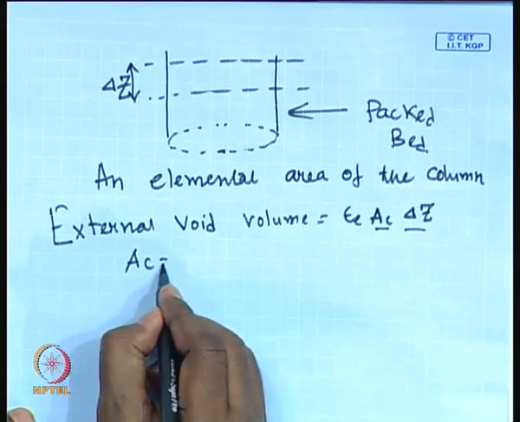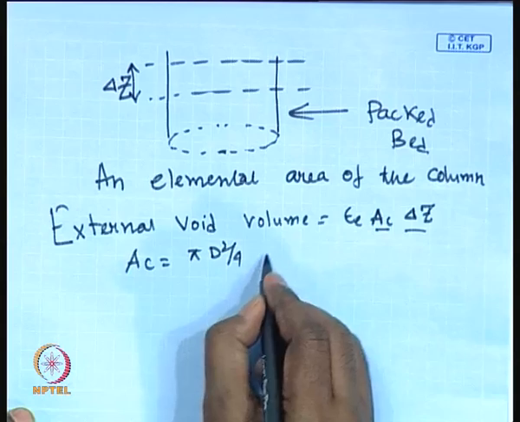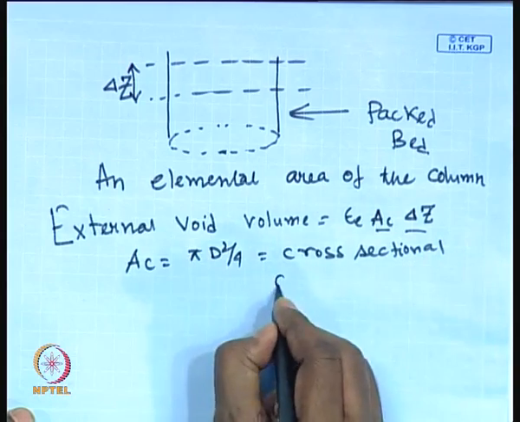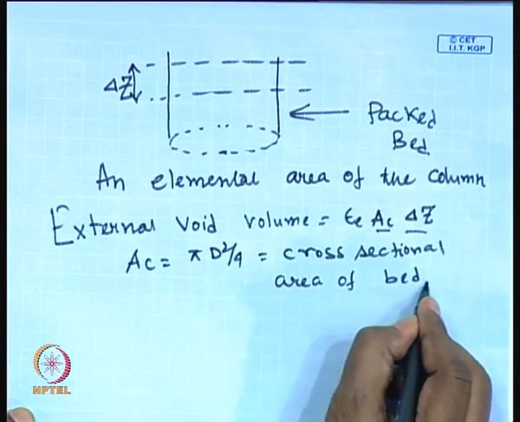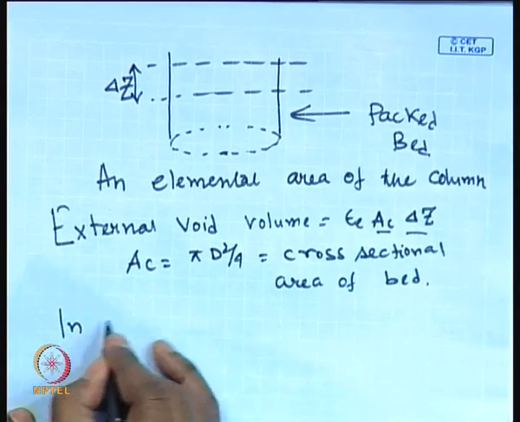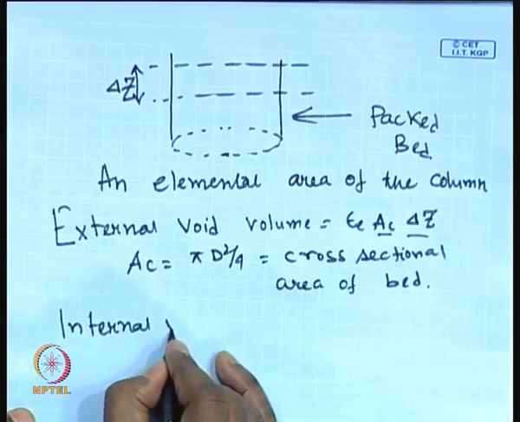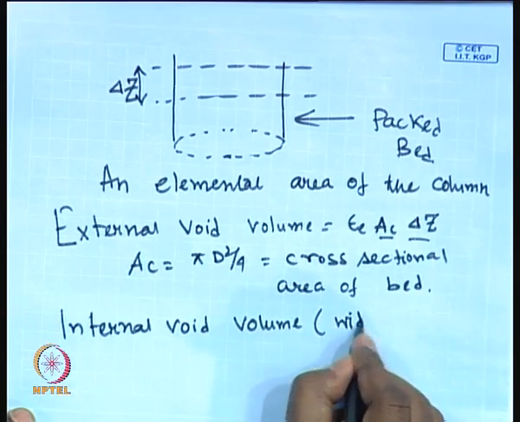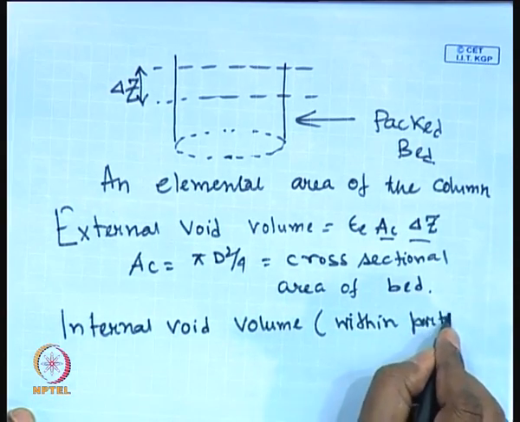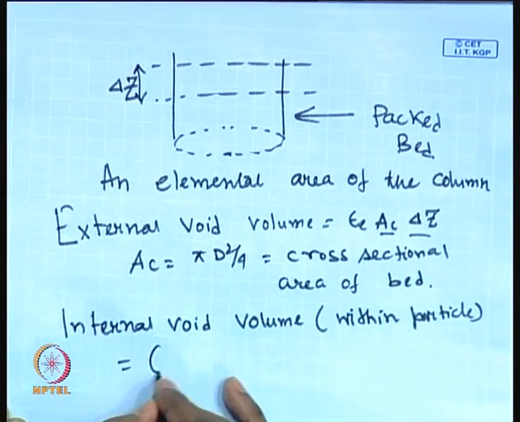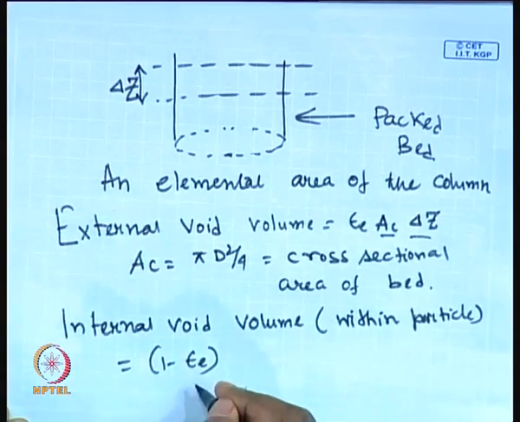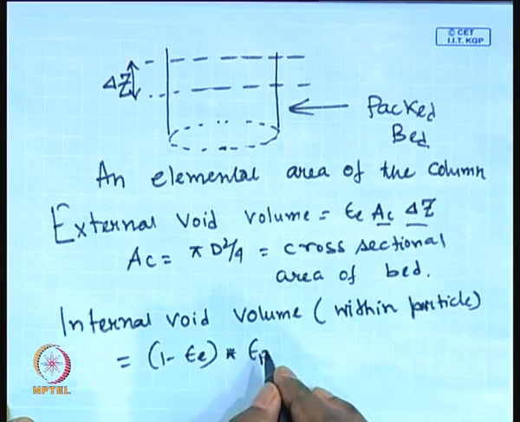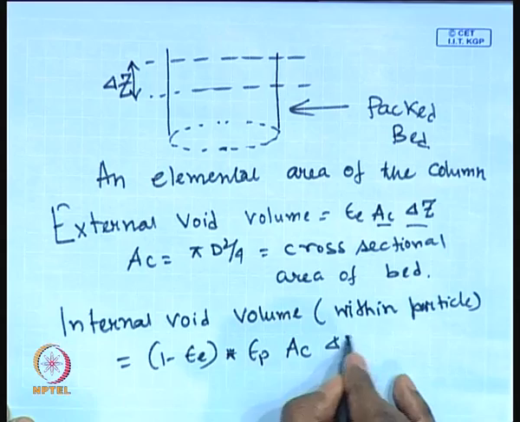Okay. So, AC is nothing but pi d square by 4, the cross section area of the bed. Okay. And internal void volume, let us look into that. Internal void volume within the particle is given as 1 minus epsilon e, that is the other fraction, multiplied by epsilon p, because epsilon p is the void volume inside the particle, multiplied by AC times delta z.